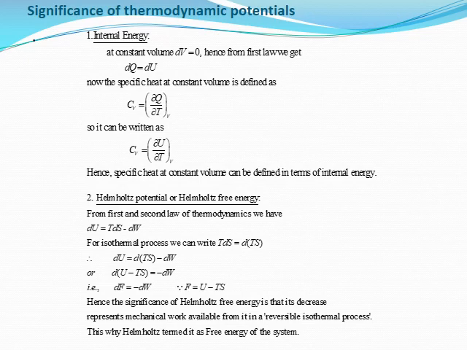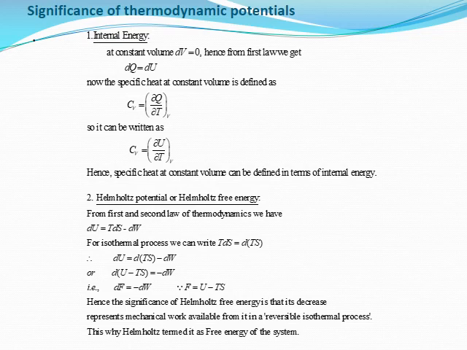Now we discuss the significance of thermodynamic potentials. First we take internal energy. Now at constant volume dV becomes 0, hence from the first law we will get dQ is equal to dU. Now the specific heat at constant volume is defined as Cv is equal to del Q over del T at constant V. So we can write here Cv is equal to del U over del T at constant V, because del Q is equal to del U. Hence specific heat at constant volume can be defined in terms of internal energy.